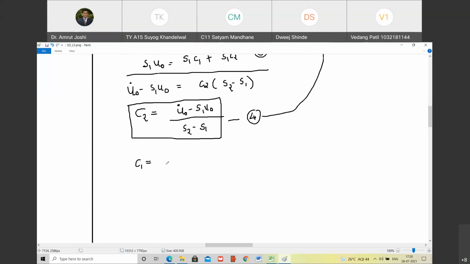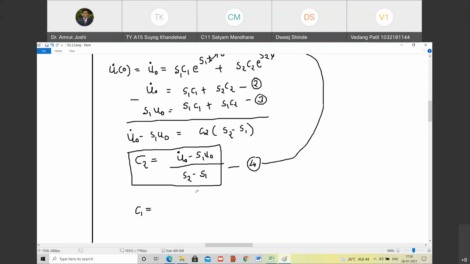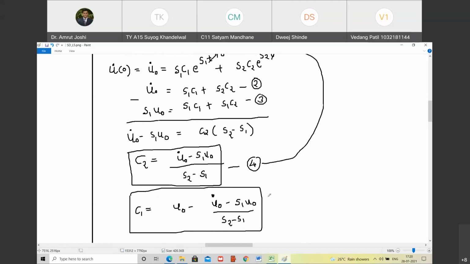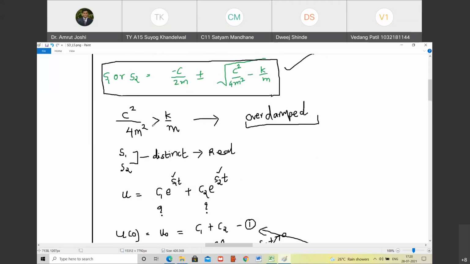C1 is equal to U0 minus U0 dot minus S1 U0 upon S2 minus S1. Do you agree with me? Yes, sir. Did you get the value of C1? Yes, sir. Now you substitute these values of C1 and C2 back in the original equation.